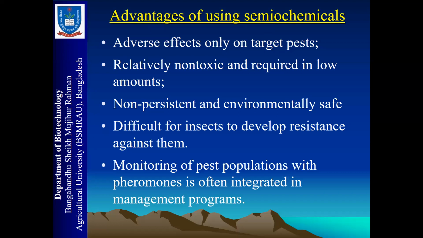There are several advantages of using pheromones and other semiochemicals in agriculture or management of pests. The adverse effects are only on the target pest. The most important point is that the application is very target oriented. For example, with the current insecticide use that we spray in the field, the efficiency is less than 1%. That means 99% of the applied insecticides are going outside the target pest, that is, into the environment.